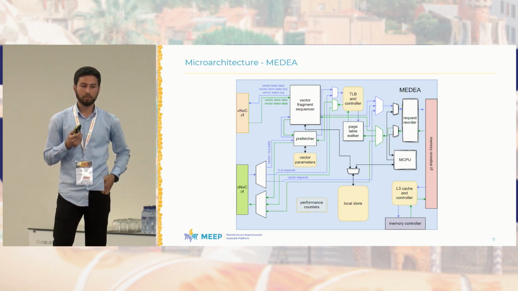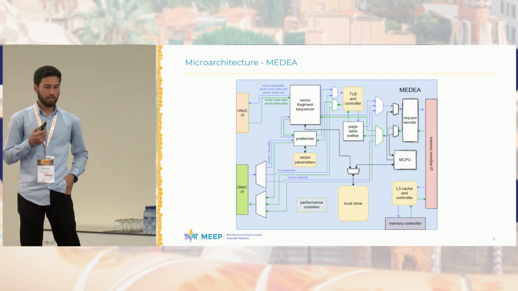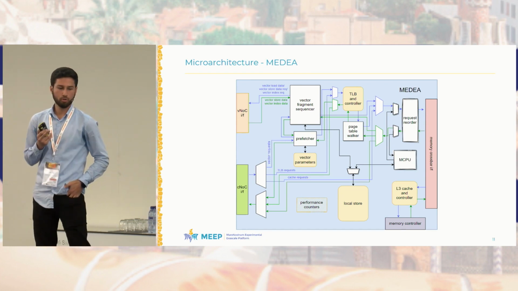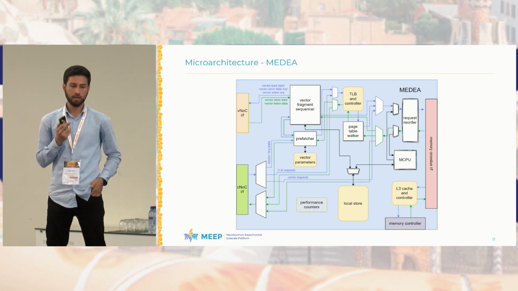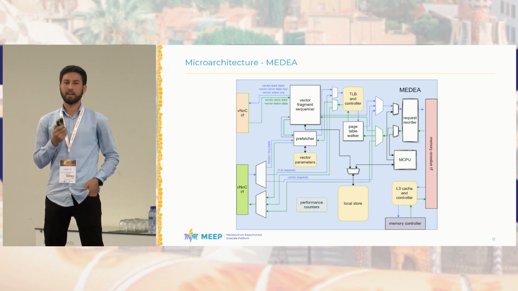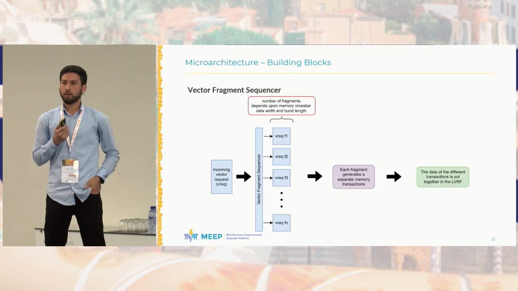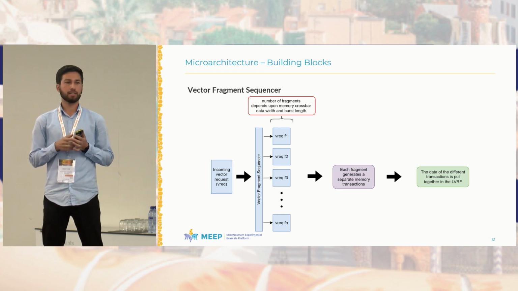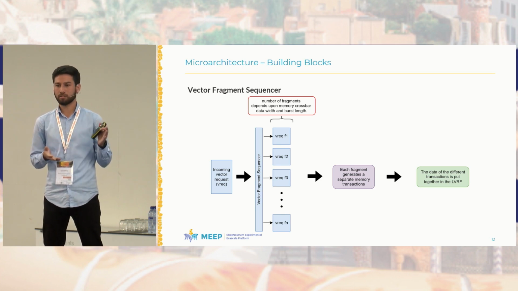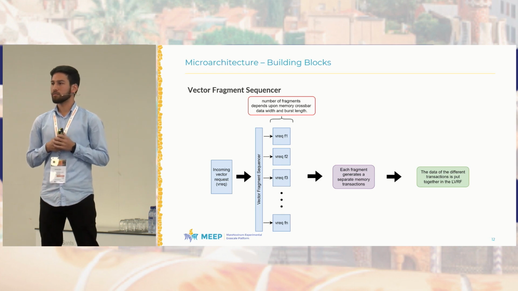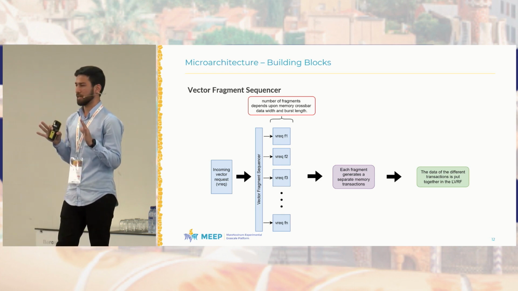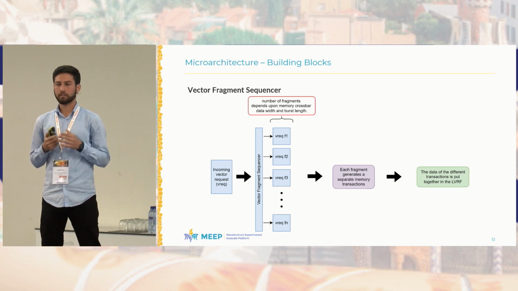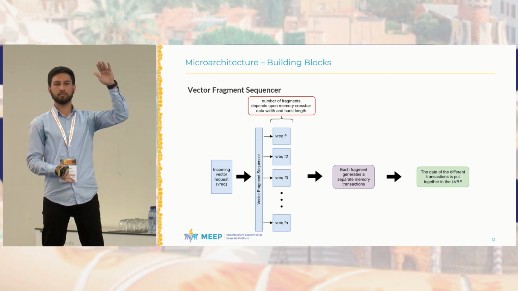Coming back to the microarchitecture, after discussing the interfaces, now it's good to go to the key components. The first one I'm going to talk about is the vector fragment sequencer. What a vector fragment sequencer does is, if a vector is too large, now there's no notion of cache in it. So whenever you get a request of a vector load or a vector store, you break it into multiple fragments.